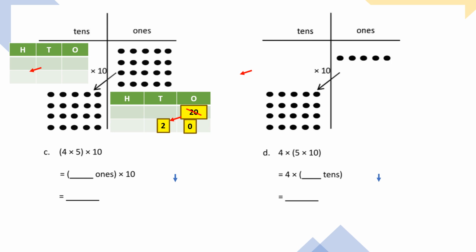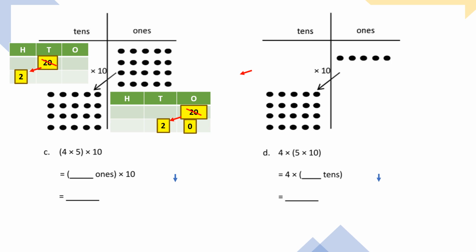If you said 20, you're correct. We do have 20 tens discs. Now we cannot leave that 20 in the tens place, but I do know that 10 tens is 100. So that means that 20 tens is 200.